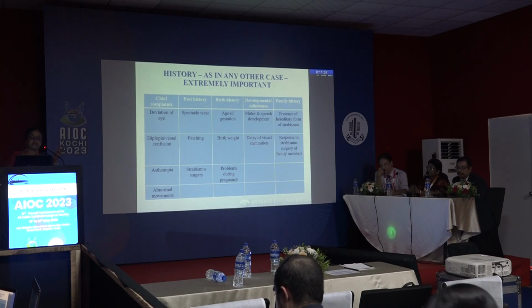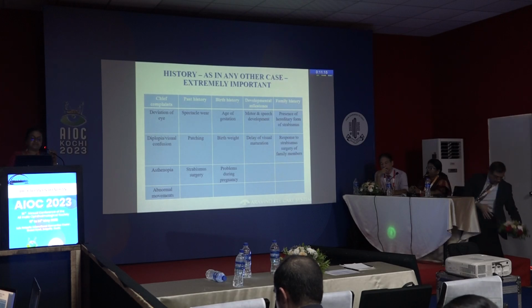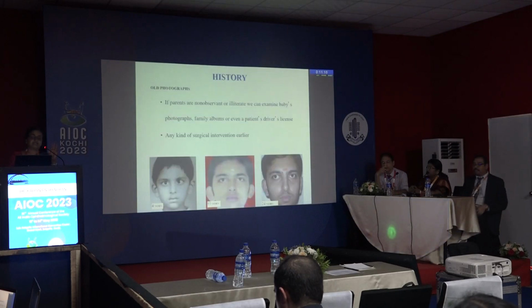And then diplopia, if it's acquired strabismus, they can present with diplopia. And any history of patching, because amblyopia, the main modality of treatment is patching. And then delayed visual maturation. Sometimes children with cerebral palsy or other hypoxic encephalopathies can present with strabismus. And asthenopia, and any previous history of surgery, and any abnormal eye movements. So it's such a detailed history.